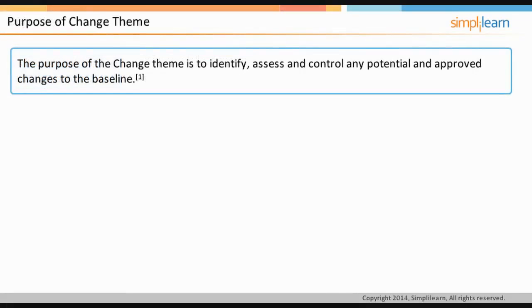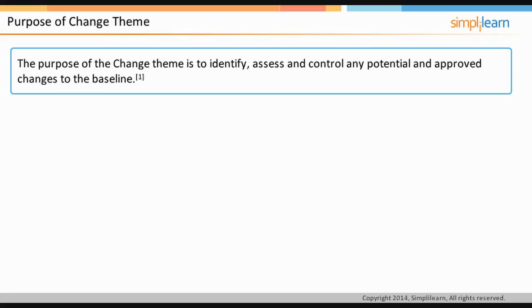The purpose of the Change theme is to identify, assess, and control any potential and approved changes to baselines. In a project, whenever any product, either specialist or management product, is produced and gets approval from the relevant management level, then it is baselined. This helps to know what was agreed upon in the first place.